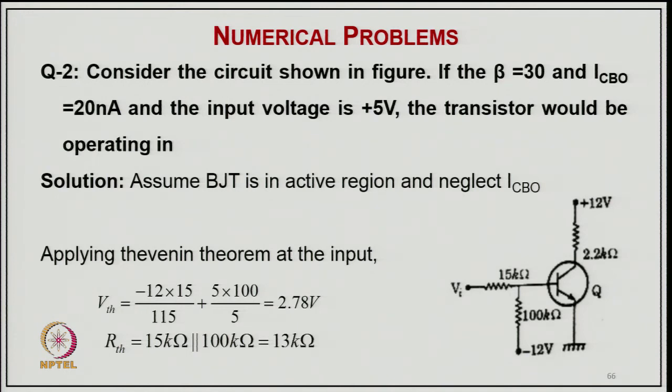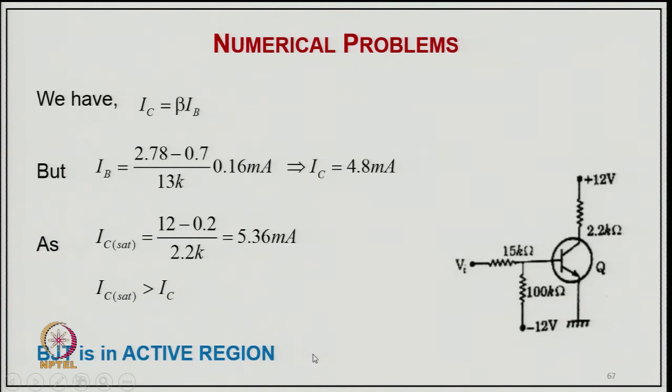So, applying the Thevenin on the input, we can say VTH is equal to minus 12 into 15 divided by 115, plus 5 into 100 by 115. So, it will be 2.78 volt, and RTH, that is the biasing resistance, is 15 in parallel with 100. So, it becomes 13 kilo ohm. So, you will have the equivalent circuit here.